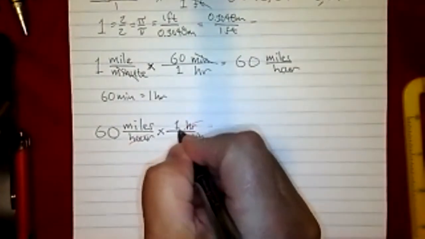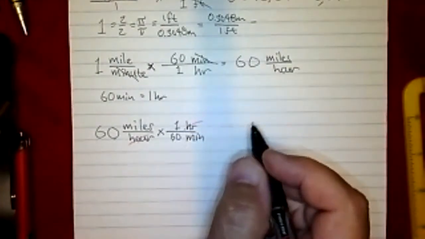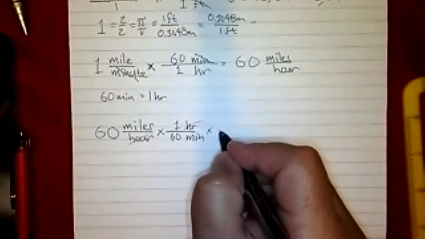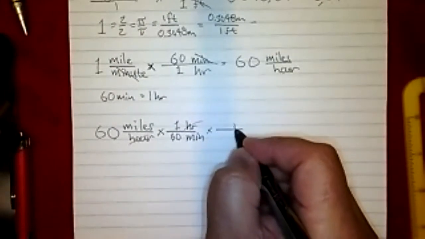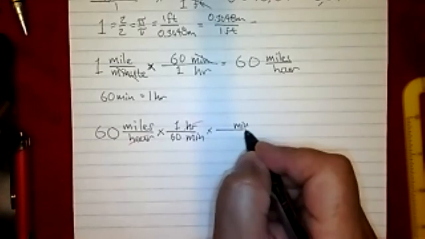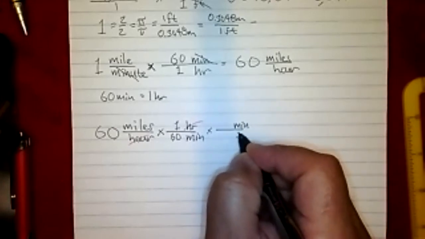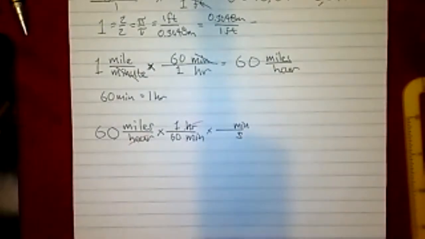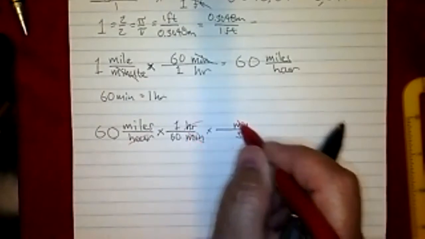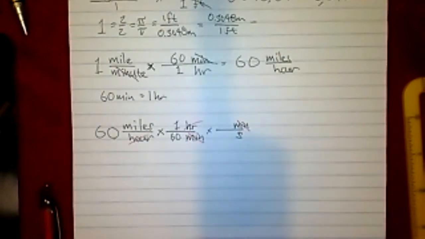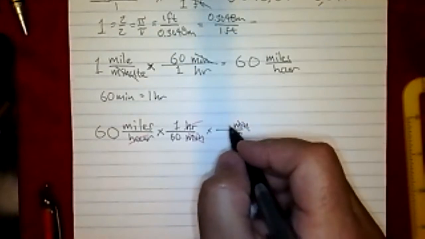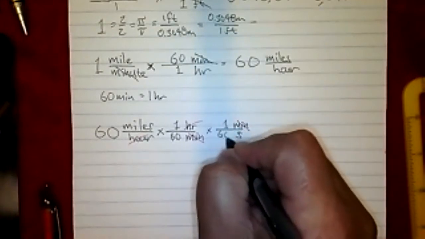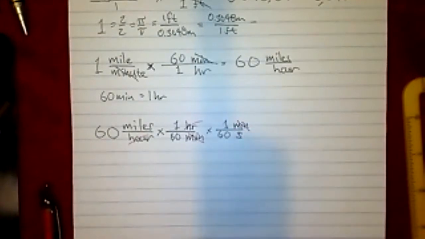I know that 1 hour is, in fact, 60 minutes. And then I make another fraction to get rid of the minute, so I have to put the minute up top. Now I want it to be seconds, so I have to put an S on the bottom. This time I can see that the minute is going to cancel out with the minute, and I have miles per second. I happen to know that 1 minute is equal to 60 seconds, so that's the actual conversion.